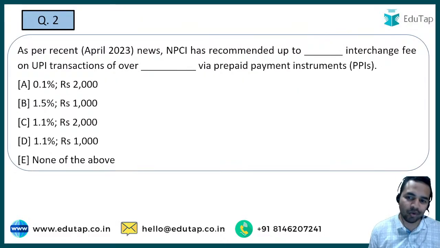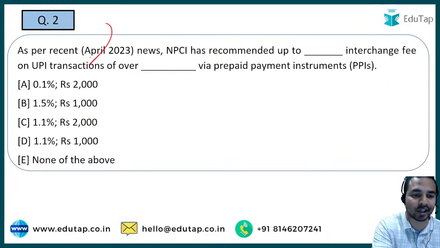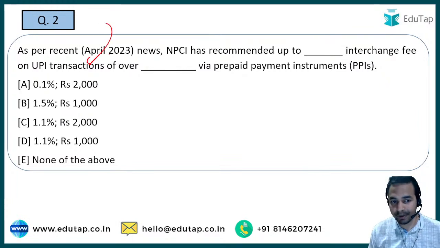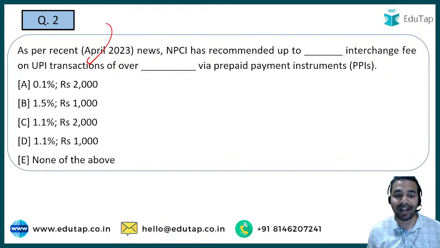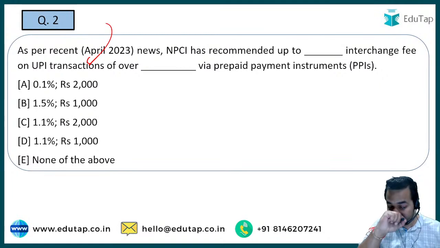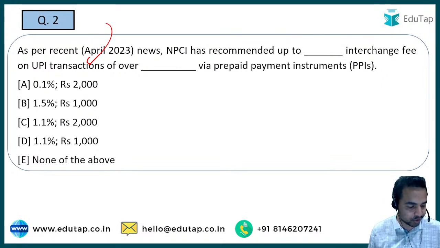So NPCI ने recommend किया है dash percentage of interchange fee on the UPI transaction. तो ये जो interchange fee यहाँ पर charge करने वाले हैं UPI transactions के ऊपर, that is what you are required to tell me. But guys, see, this interchange fee will be applicable of some minimum amount, and that is what you are required to tell me here, that what exactly it is. So the transactions of over dash via prepaid payment instrument, on these kind of transactions there will be an interchange fee. So let us see who will tell me the right answer to the question.